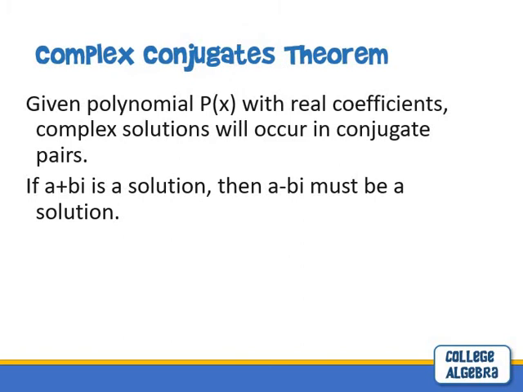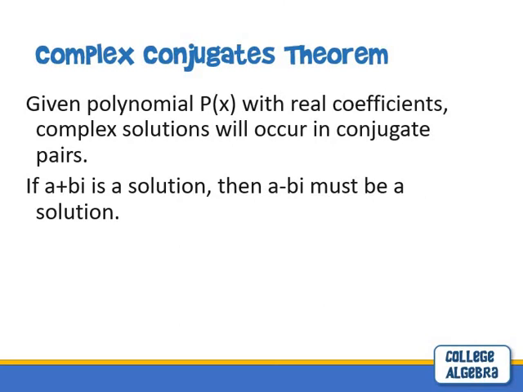Another theorem, the complex conjugate theorem. Earlier I did a polynomial where 9i was one of the roots, but negative 9i was not one of the roots, because the coefficients were complex. If you have real coefficients, a plus bi will only be one of the zeros if a minus bi is one of the zeros. For real polynomials with real coefficients, any complex answers always come in conjugate pairs.